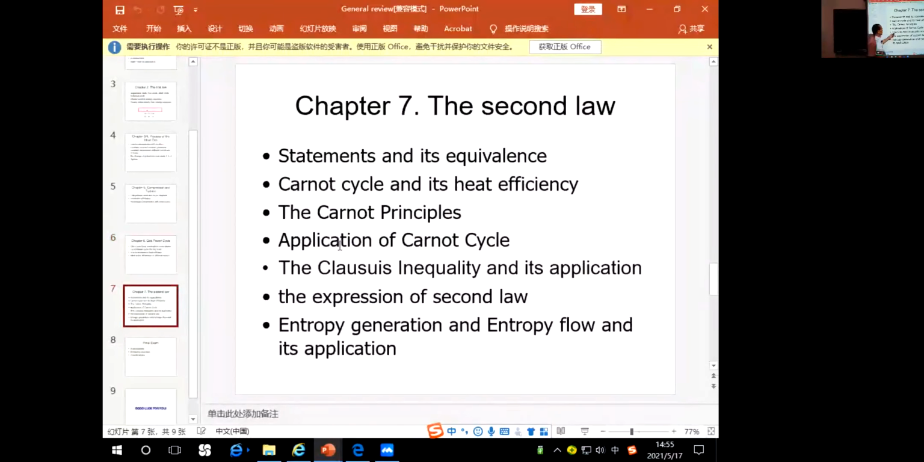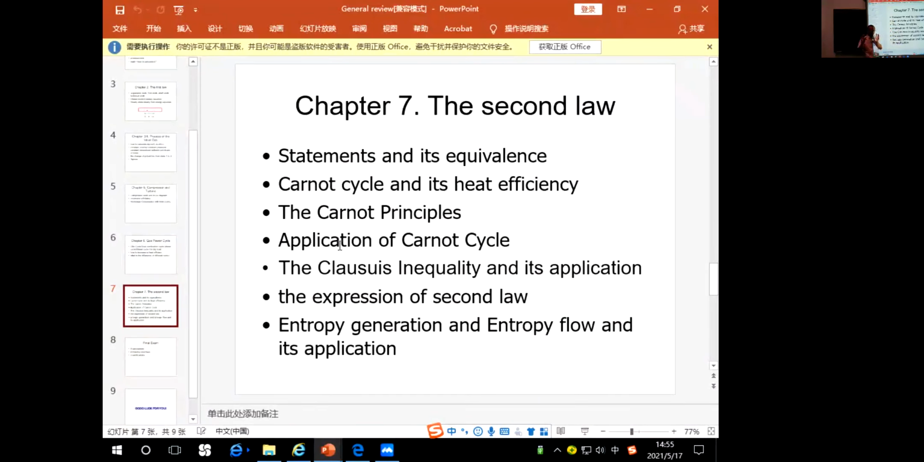But here, for the Carnot cycle, maybe I will not ask you to use the Carnot cycle to solve this problem. I will not tell you, because do you know why? What is the application of the Carnot cycle? We can use the Carnot cycle to judge a process: is it possible or impossible?